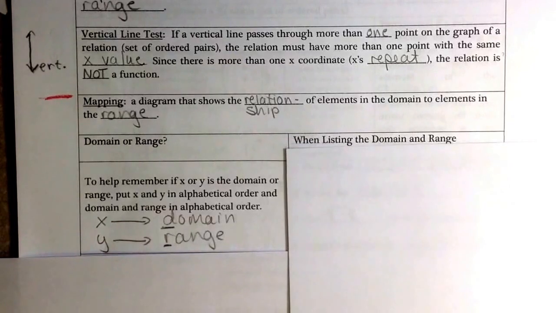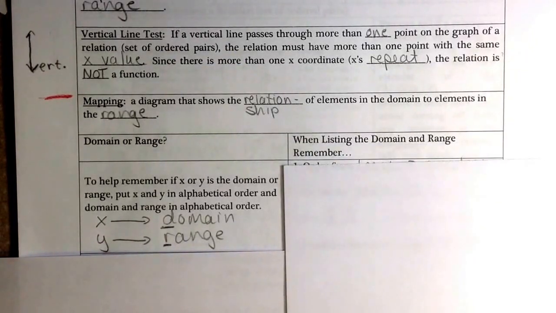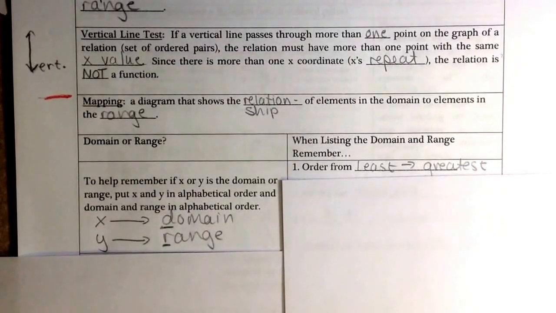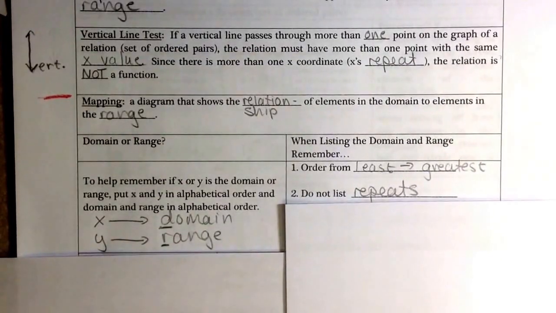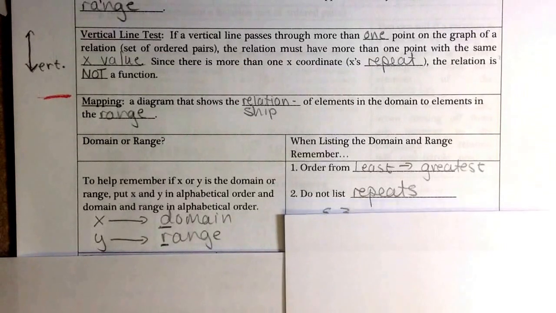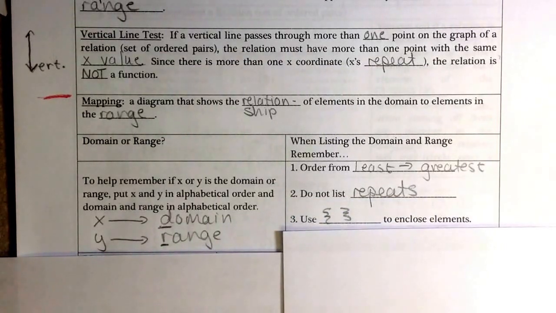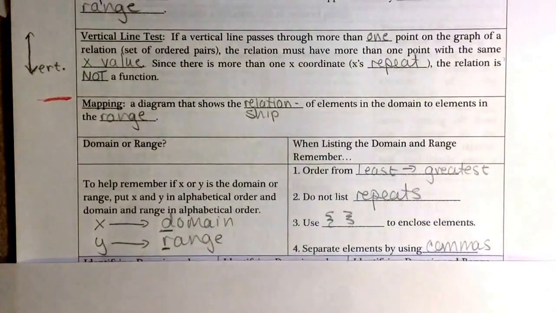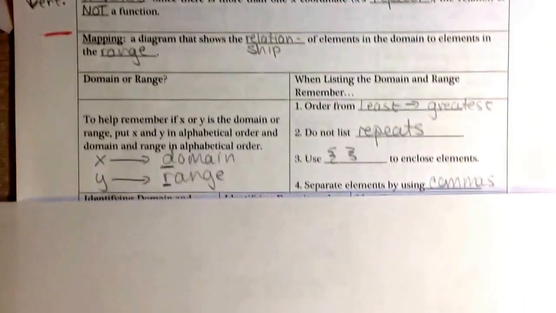Okay, there are some things that you need to remember when you're listing the domain and the range. The first thing is you need to order them from least to greatest. Second thing is that you do not list repeats. The third is that you enclose them in braces. And then the fourth is that you separate the elements by using commas.